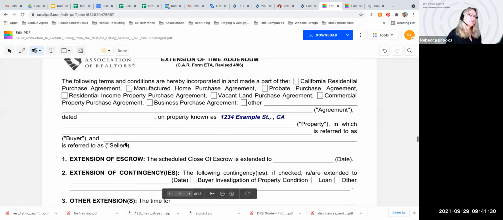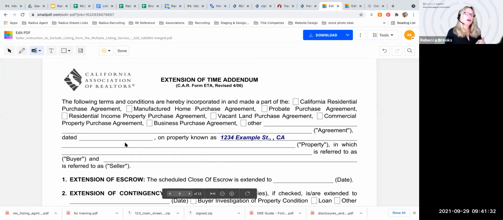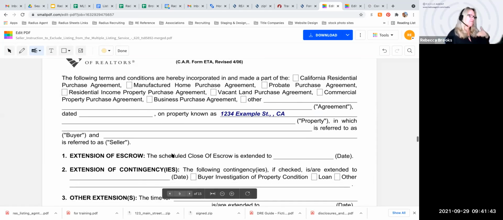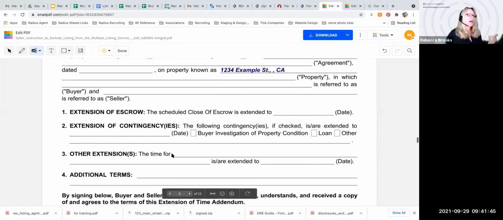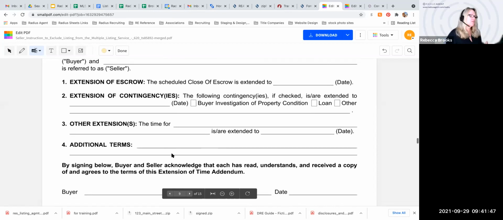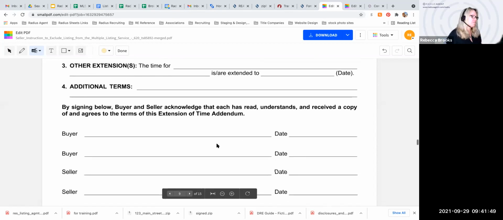Okay, so this isn't something that you're really going to use to put into writing any type of contract price adjustment or anything like that. This is to do with time only. Okay, if you're going to do any kind of amendment to the contract in the terms, then you're going to use a different form for that. All right.